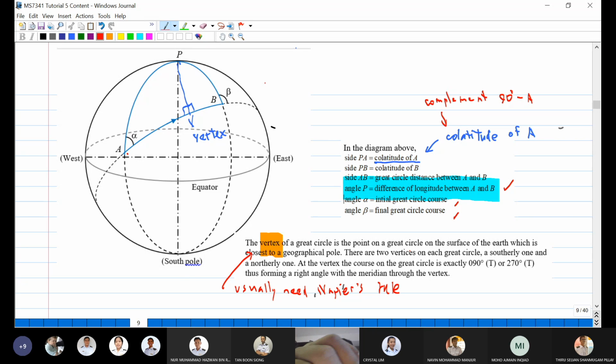That means you need to draw Napier's wheels, and usually one because of the 90 degree here. Because of this special 90 degree here, the vertex is the nearest point to the pole. So that means that this angle is 90 degree. So I will set this to you. Right. So okay, this diagram here.